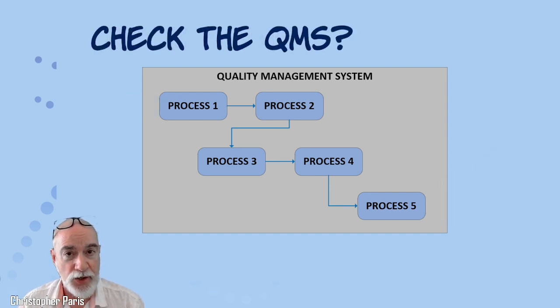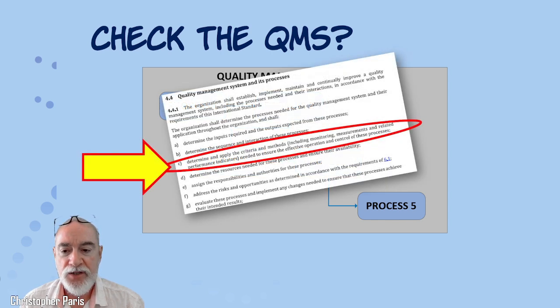Now, how do you check? So that was planning and doing. Now, how do you check the QMS? What you do then is, well, let's see what it says here. Under 4.4, it tells you what to do. It says determine and apply the criteria and methods, including monitoring, measurements, and related performance indicators needed to ensure the effective operation and control of those processes. So it tells you what to do.